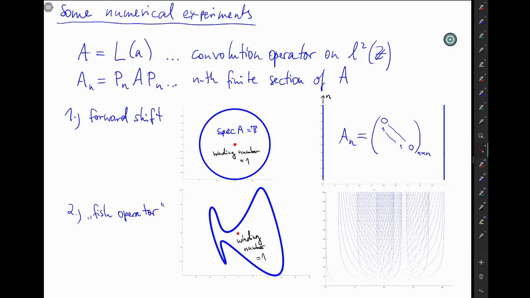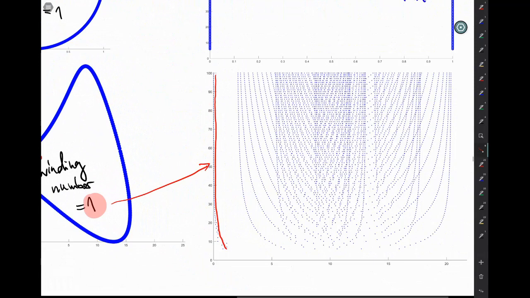So let's summarize here what we saw for the fish. Okay, so the winding number is 1. And that 1 means that 1 singular value was running into 0. You can see that here. And all the others are staying away from 0. Maybe let's zoom in. Now let's see how far away the rest is staying from 0. So the other singular values seem to stay to the right of that green line.